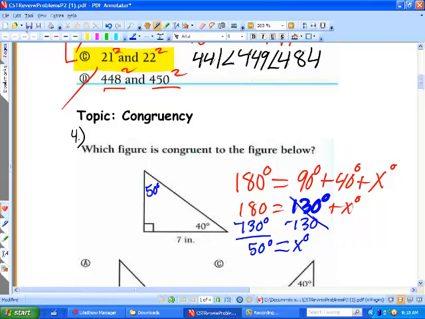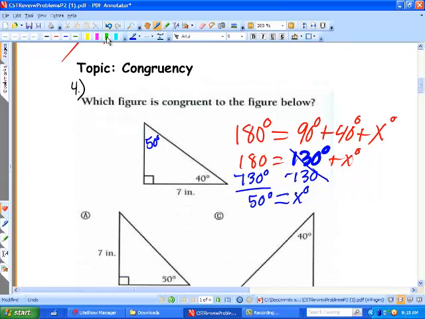Now we have enough information to compare our answer choices. If we look at our leg length, we're given 7 inches, and that falls along the leg that is touching the 90-degree angle and the 40-degree angle. It is across from the 50-degree angle. So we're going to look at which one has 7 inches touching a 90-degree angle or 40-degree angle and is across from the 50.